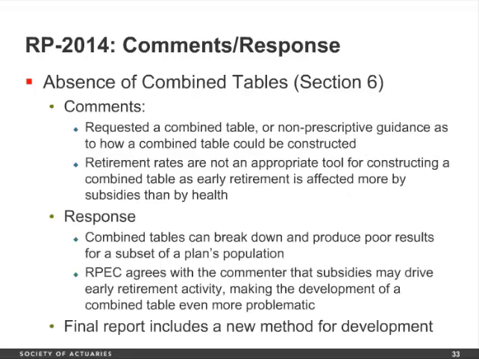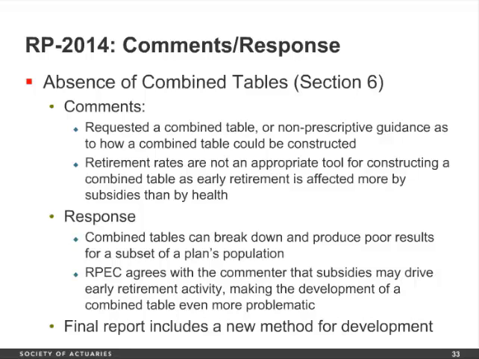Section 6 deals with the question of combined tables. As I mentioned, we did produce separate employee and annuitant tables pretty much everywhere except for disability, where we only have retirees. And a number of people said that they would like a combined table or some instruction of how to create a combined table.